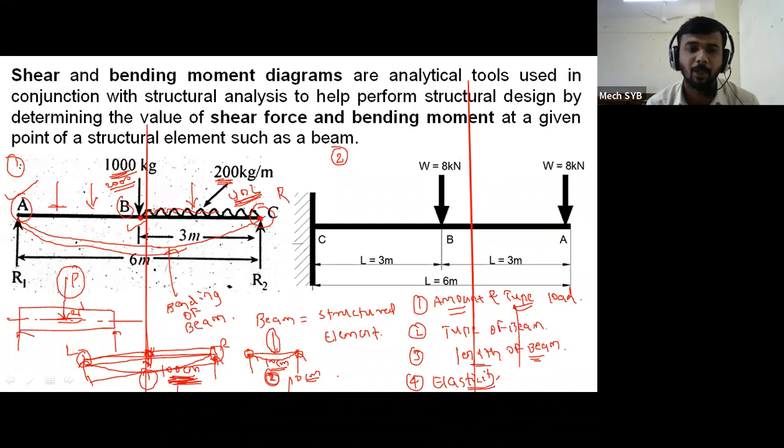And why the bending of the beam is taking place, I have explained. The beam is subjected to a number of loads. Now the first beam I have given in front of you, that is the simply supported beam. Now if you look at the second beam, the second type of beam is called a cantilever beam.